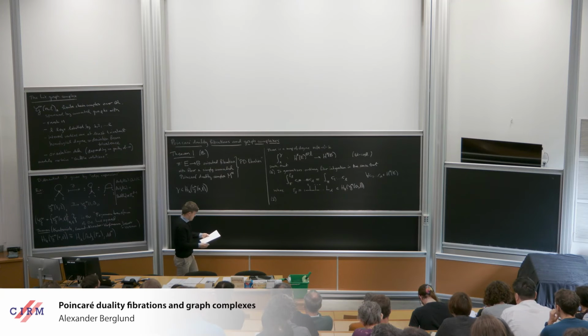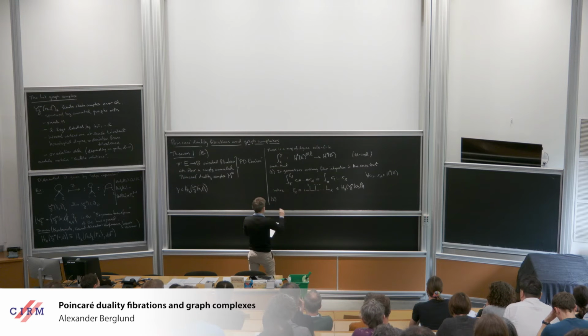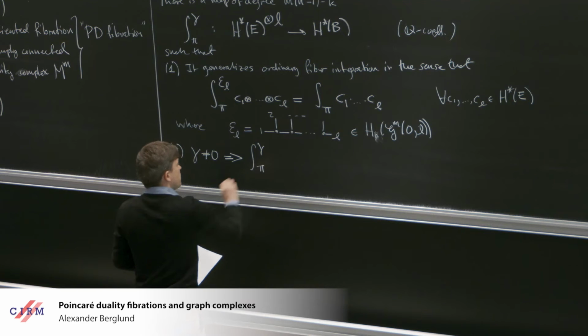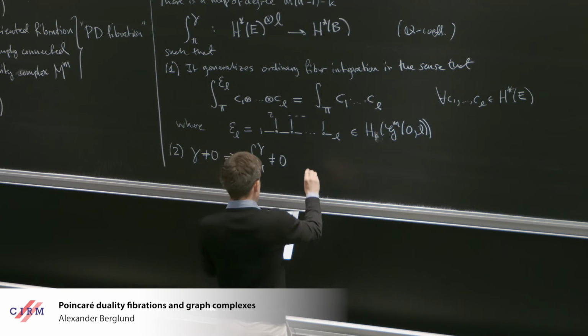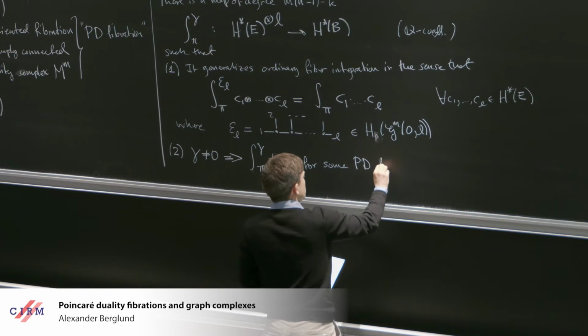So in fact, this representation, if you like, of graph homology is faithful in the sense that if you have a non-zero graph homology class, then this fiber integration map is non-zero for at least some choice of Poincaré duality fibration.